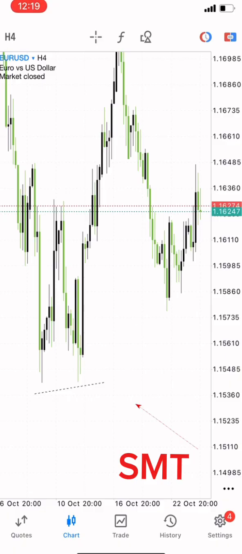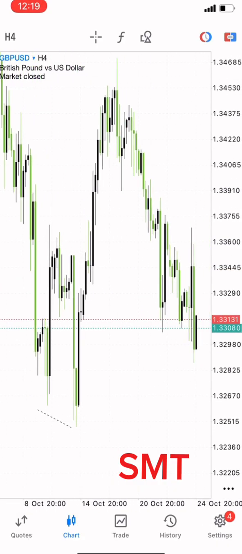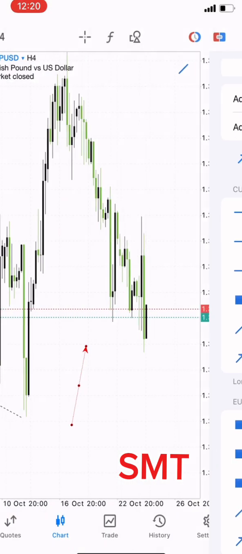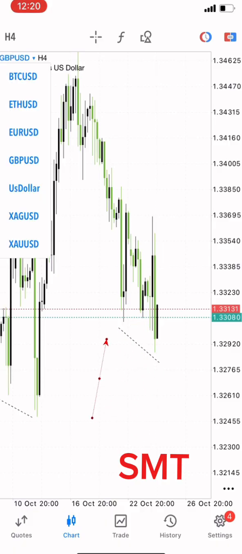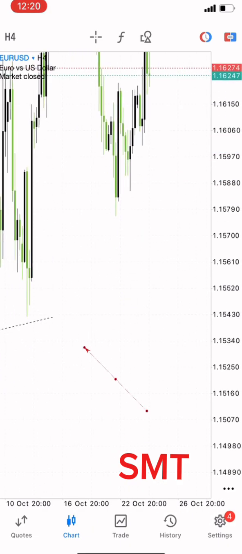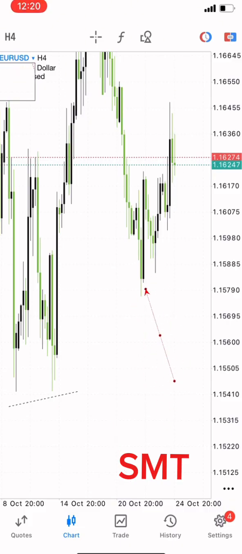Right? So in plain English, SMT is one asset class taking the low, and the other asset class not taking the low, which indicates weakness in this asset class and indicates the lack of desire to go any lower, right? So this is the cheapest they want to offer this asset class. Right, so ideally, you're going to go and you're going to buy the asset class which is refusing to go lower in a bullish market, and vice versa.